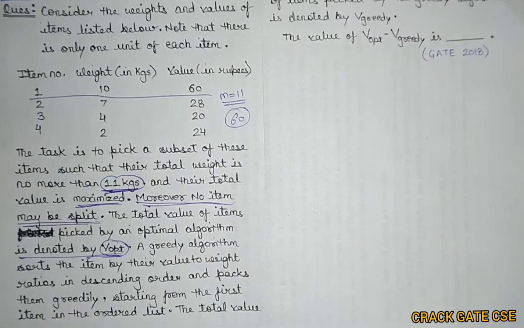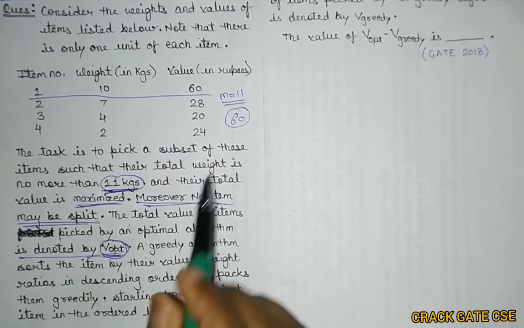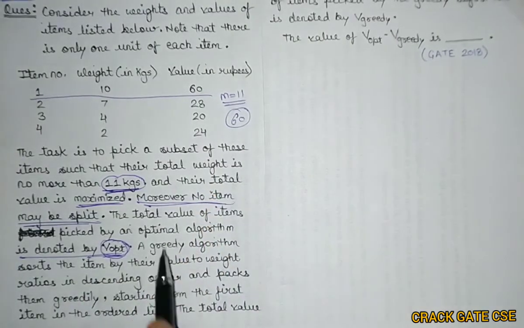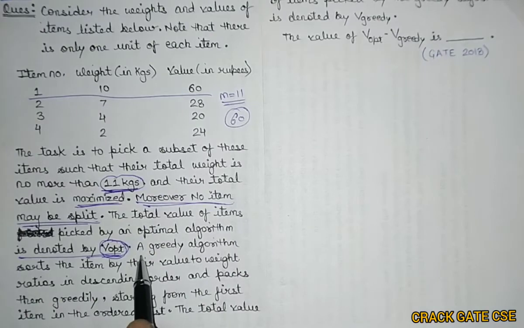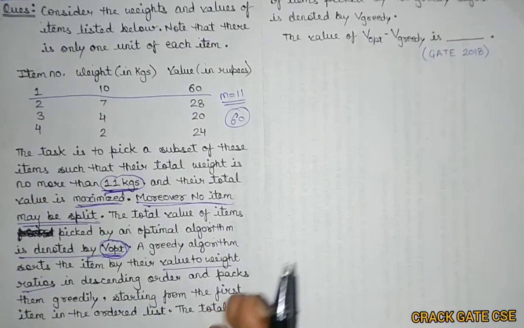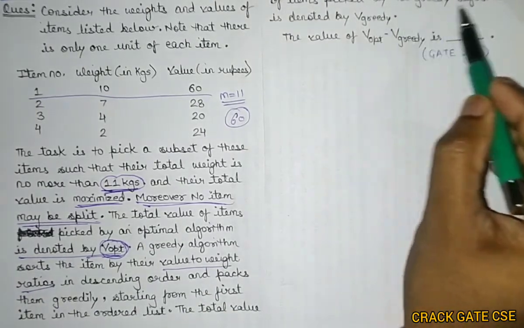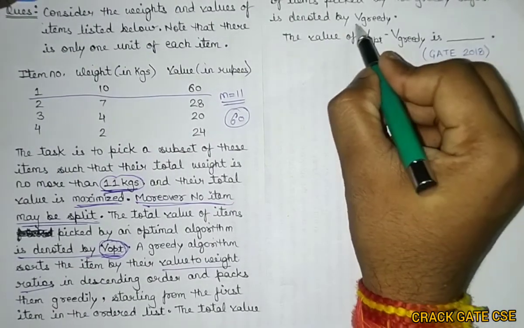So this is the definition of the dynamic program. Moreover, no item may be split. And here they gave you another definition. This V opt is equal to 60, right? And they gave another definition: a greedy algorithm sorts the items by their value to weight ratio in descending order and packs them greedily starting from the first item in the ordered list. The total value of items picked by the greedy algorithm is denoted by V greedy.